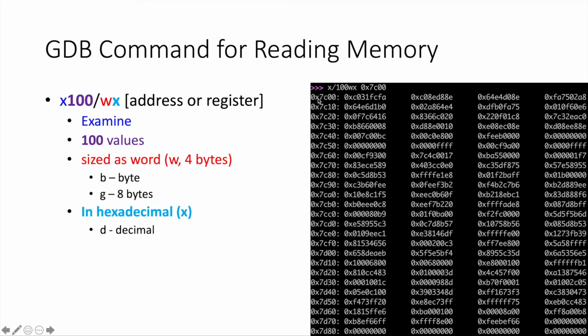If you do this, it will print out 100 4-byte integers in hexadecimal format starting from 7C00. You may try other commands by changing w to b or g to change the size of each printed integer. Or instead of putting x, you can put s or i to print the address as a string or as instructions.